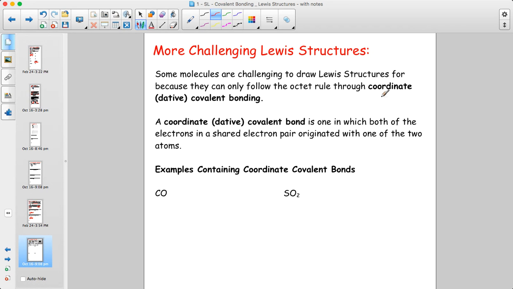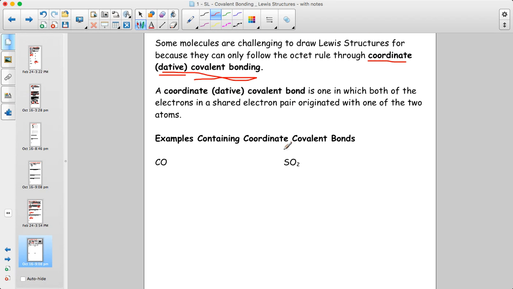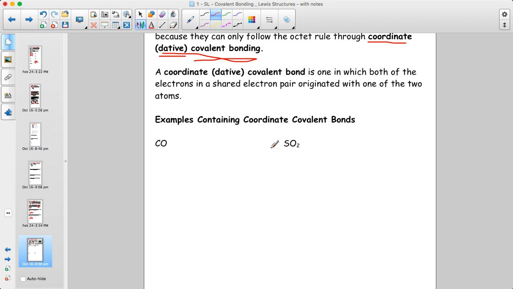And it's because molecules can form that contain something called a coordinate covalent bond. It's also sometimes called a dative covalent bond. In this type of bond, both electrons in a bond actually come from one of the atoms. So unlike where they each contribute 1, in a coordinate covalent bond, both electrons come from one of the atoms. And so it can be a little tricky to figure out exactly how they go together.